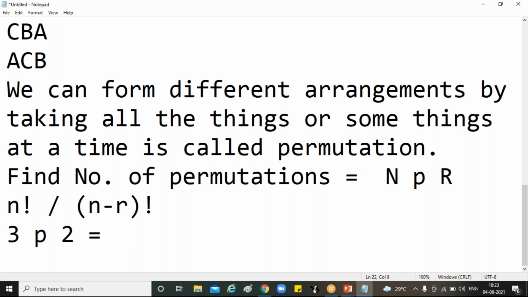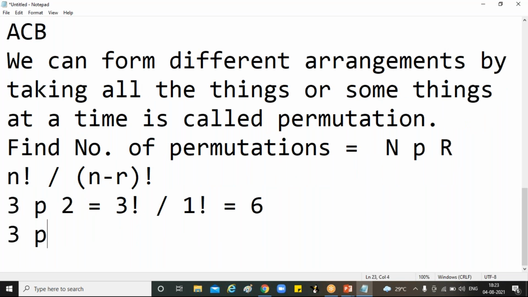So 3P2 is equal to 3 factorial by (3 minus 2) factorial, that is 1 factorial. So 3 factorial means the answer is 6. AB, BC, CA, BA, all those are 6 arrangements. We don't want what they are, but we need how many. If you want to take 3P3, it is 3 factorial by (3 minus 3) factorial, 0 factorial. We know 0 factorial is 1. So 3 factorial means 6 is the direct answer.